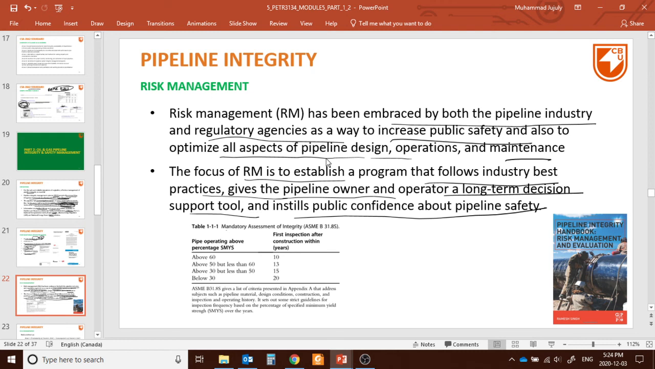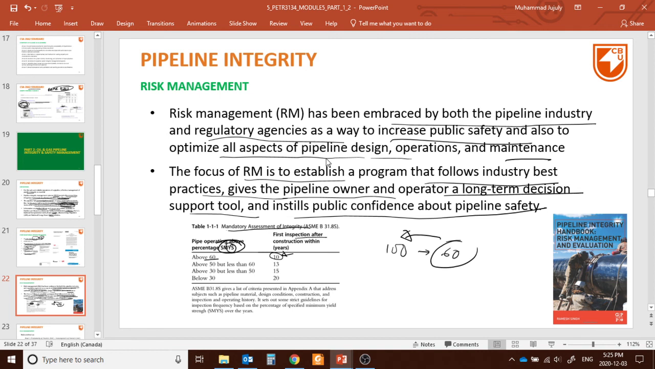One of the examples given here is the assessment of pipeline integrity. SMYS is a measurement of the yield stress, the specified minimum yield stress a pipeline has. If the pipeline is operating above 60, then the inspection has to be done every 10 years. Why? For instance, 100 is your limit. You are running a pipeline at a capacity of 60, so you are giving more load to the pipeline. That's why you have to do the inspection within each 10 years.